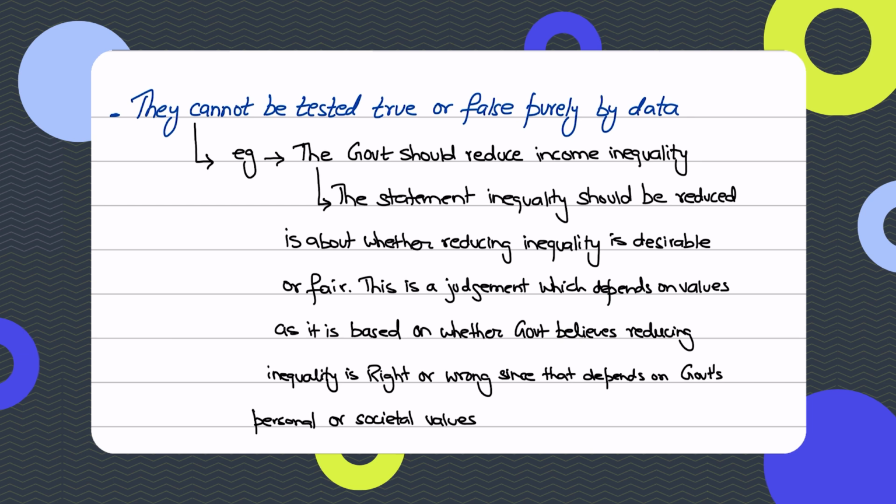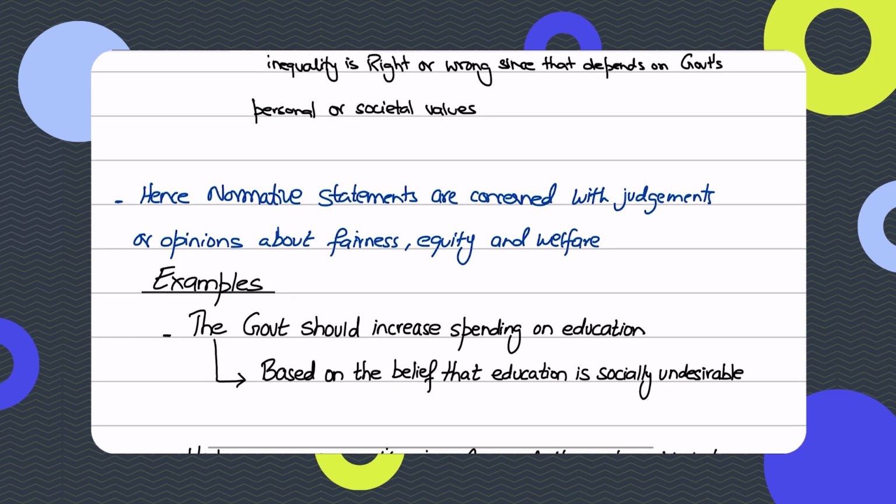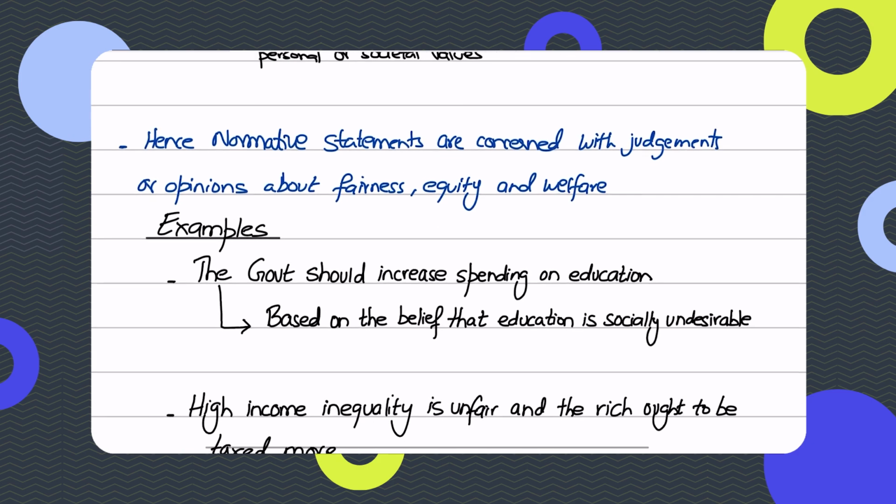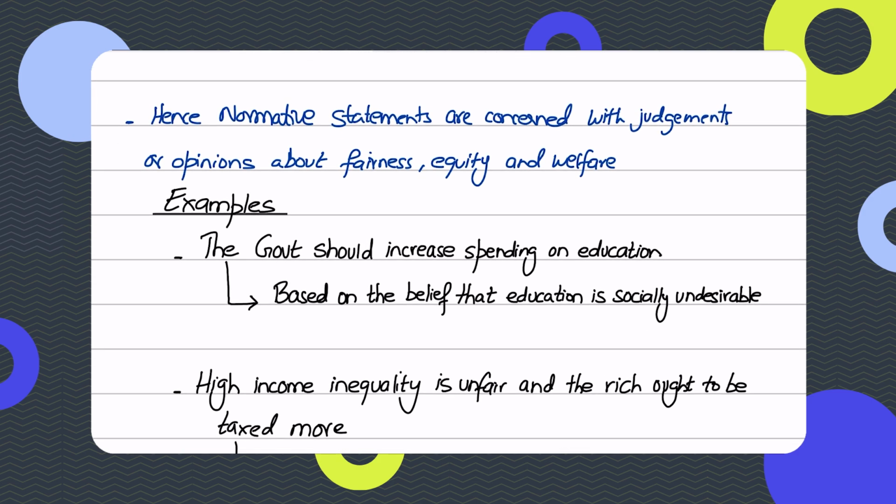So again, this right or wrong, or desirable or not desirable, is basically based on our personal or societal views. Hence normative statements are concerned with judgments or opinions about what is fair or not fair, what is desirable or not desirable, what is equitable. So it's based on fairness, equity and welfare, what we think is the best thing to do.